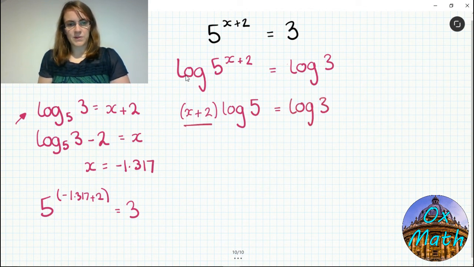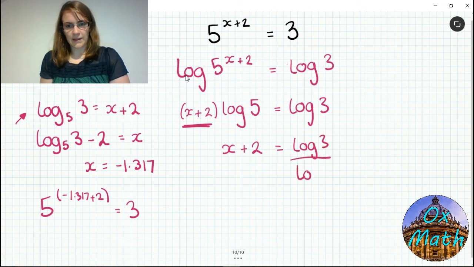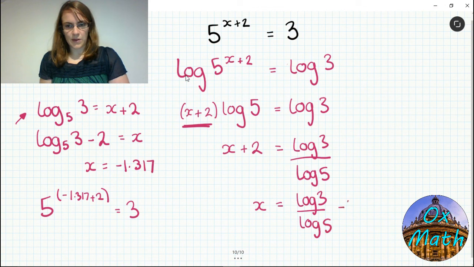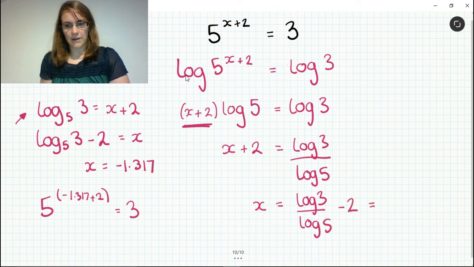Now I've put the x plus 2 in brackets here. That is vitally important because it is the whole power times log 5. We then can get the brackets on their own, the x plus 2 on its own, by dividing by the log 5. So x plus 2 is log 3 divided by log 5, which means that x is log 3 divided by log 5 minus 2. And again, if you type that into your calculator, you get minus 1.317.